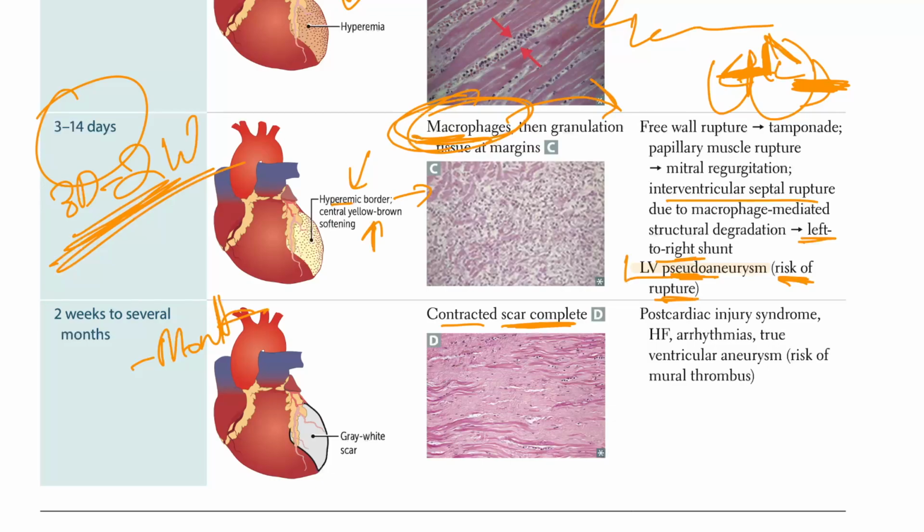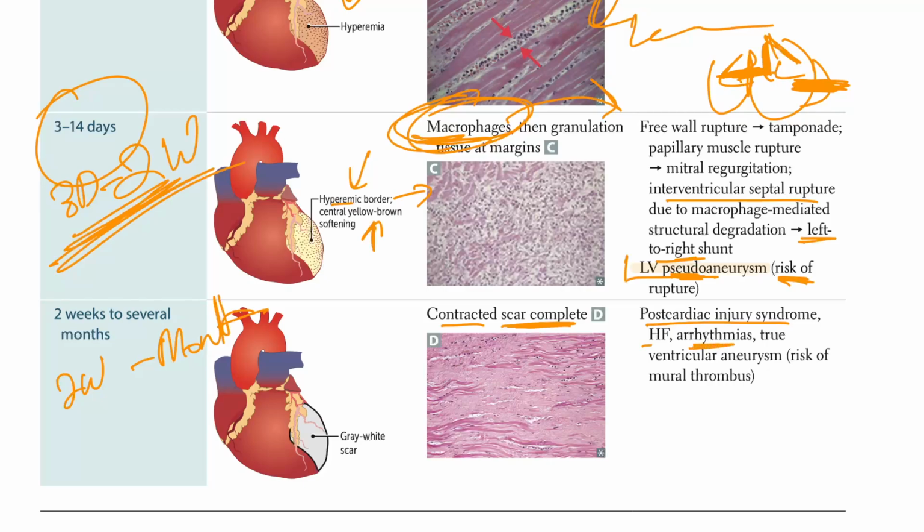Then you have this Dressler syndrome. The complication within 2 weeks to months is Dressler syndrome. I don't know why they haven't mentioned it here, but let's talk about whatever they have mentioned. It's called post-cardiac injury syndrome, which is also known as Dressler syndrome. Okay, and then you have heart failure, and arrhythmia can occur.